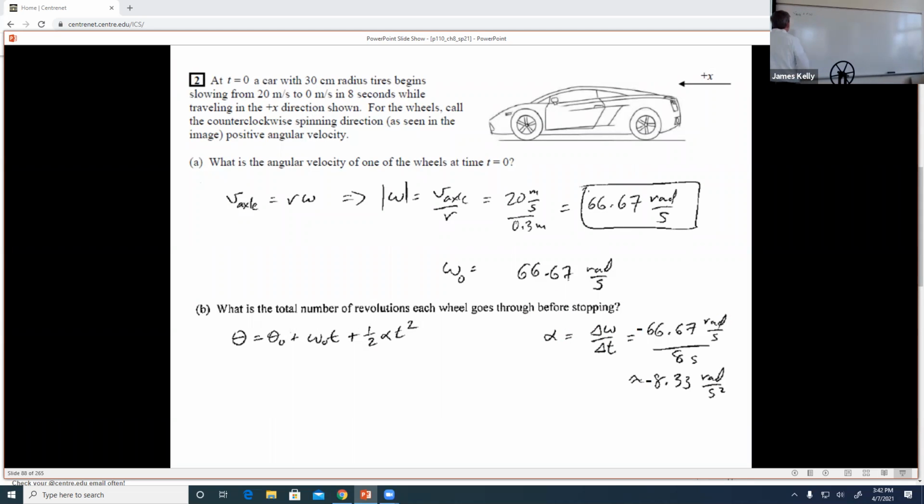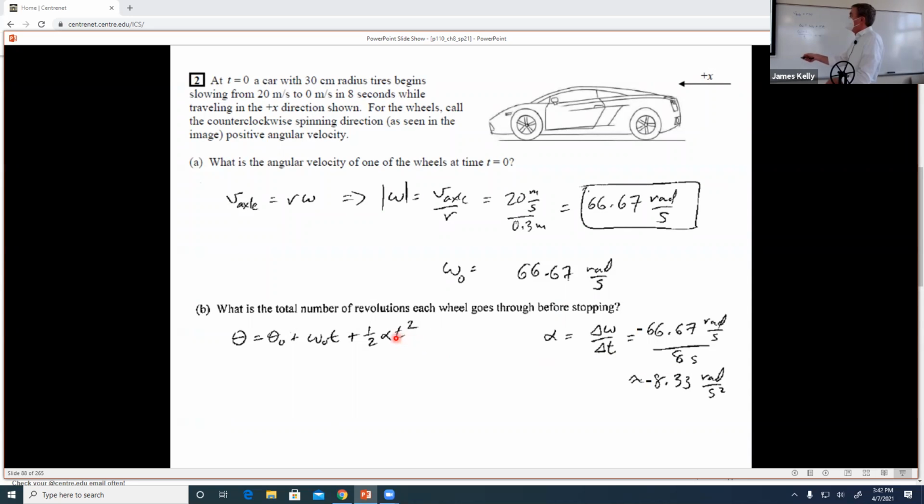But that's the same thing we got before by saying omega final is equal to omega initial plus alpha times t. If I solve for alpha, don't I get omega minus omega 0 over t is alpha? That's really the same equation, right? How much omega changed by divided by the amount of time that elapsed between those two omegas. So you could have gotten this from a kinematics equation right here.